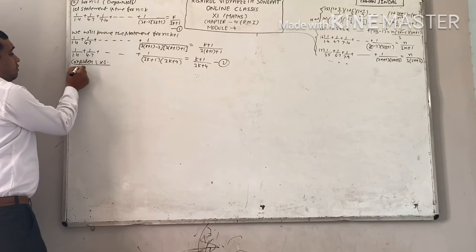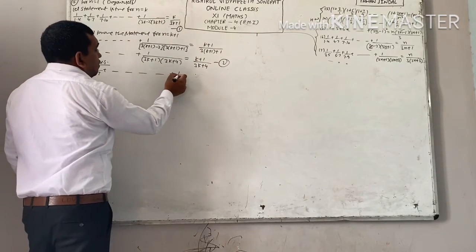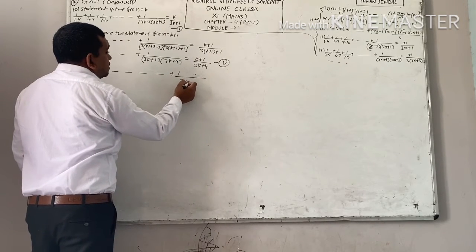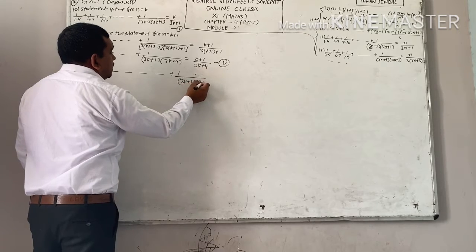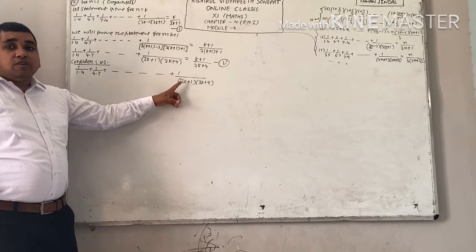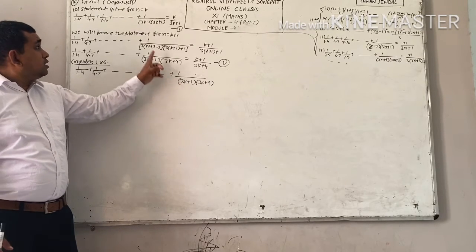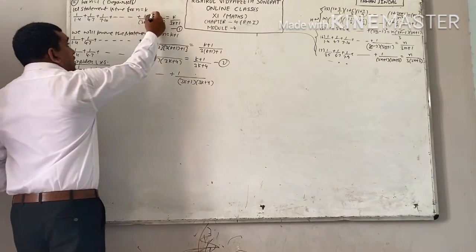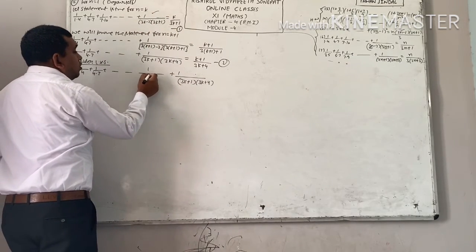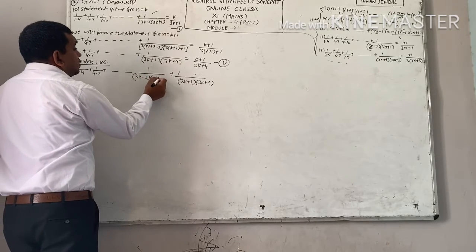See left hand side. Left hand side is 1 upon 1 into 4 plus 1 upon 4 into 7 plus up to so on 1 upon 3k plus 1 into 3k plus 4. This is your left hand side. Now I have to write down the term which comes before it, and it will be the last term of equation 1. This one. Write it here. 1 upon 3k minus 2 into 3k plus 1.